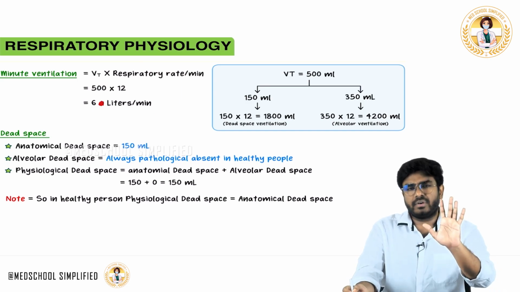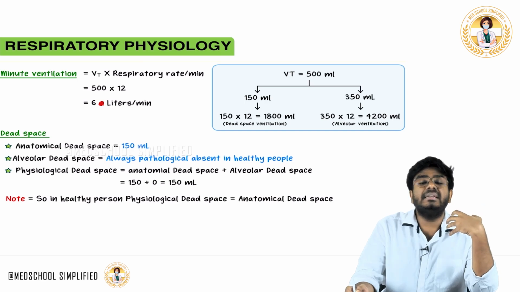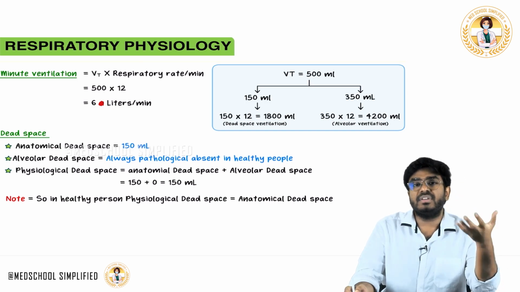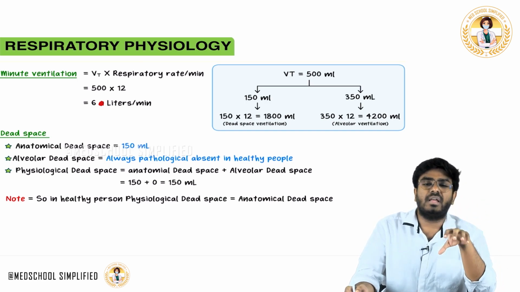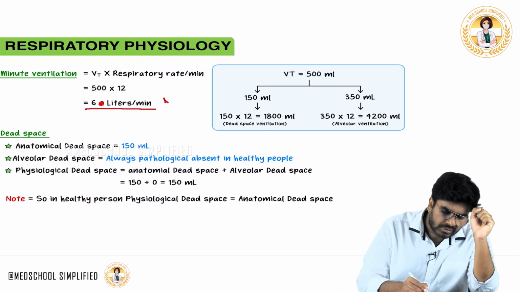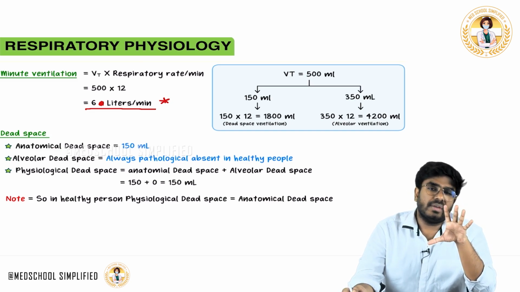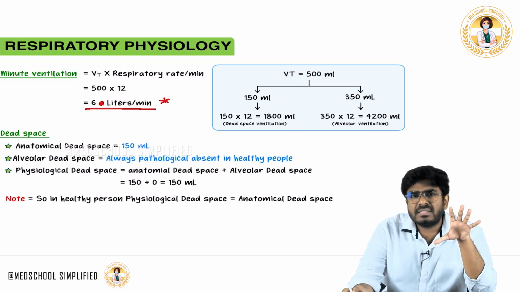So try to understand like this. Every minute we send 6 liters of air into our lungs. But this is minute ventilation. Now think logically and tell me. Now we are sending 6 liters of air, but is all the 6 liters of air reaching the alveolus?